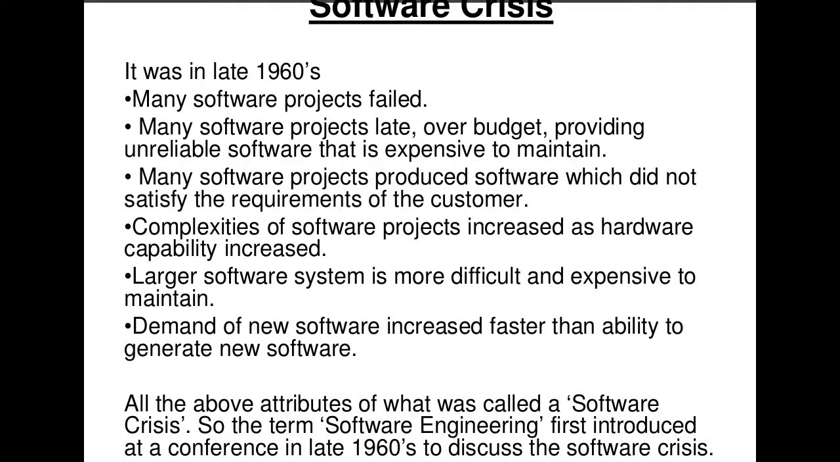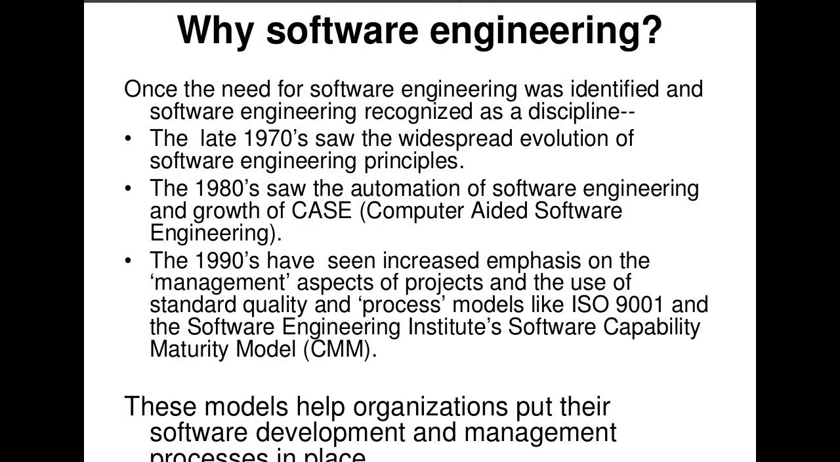So the term software engineering was introduced at a conference in late 1960s to discuss the software crisis. So now, why software engineering? Why is software engineering needed? Once the need of software engineering was identified and software engineering recognized as a discipline, in the late 1970s, we saw the widespread evolution of software engineering principles.